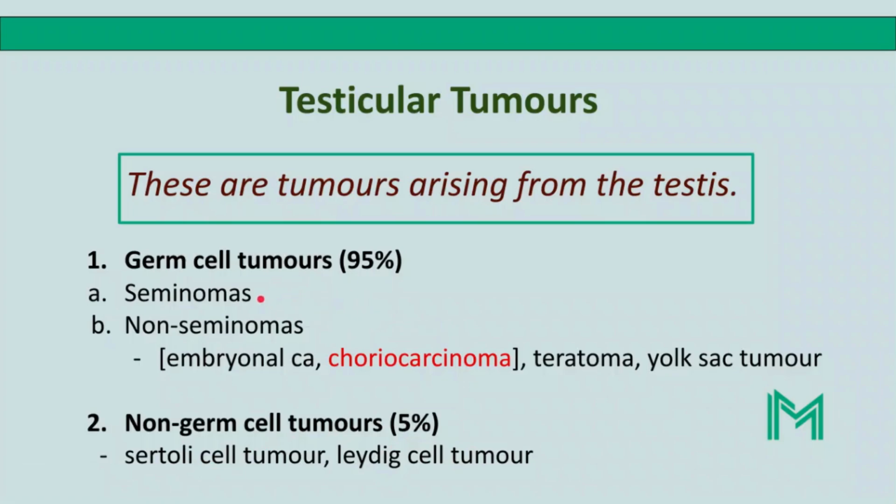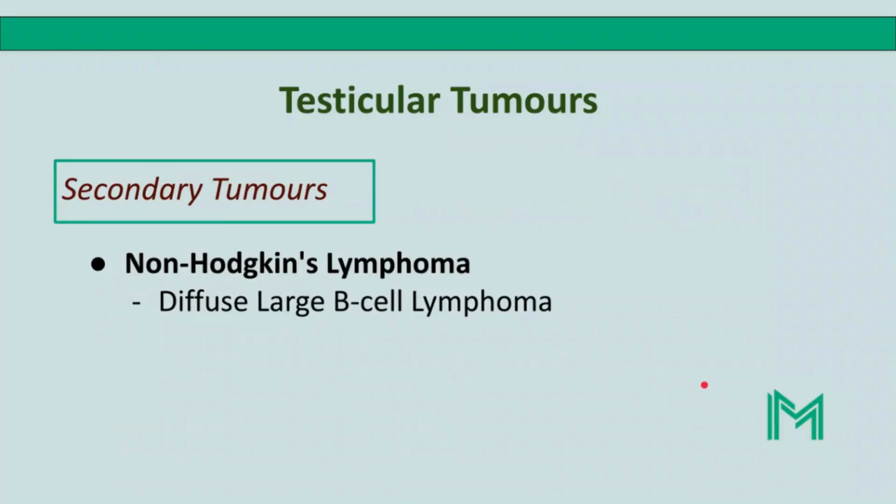All you have to remember is that seminomas have very good prognosis, and the embryonal carcinoma and choriocarcinoma are very aggressive tumors, with choriocarcinoma being the most aggressive and the one which metastasizes early. Remember that the teratoma and the yolk sac tumors are commonly found in children, the yolk sac tumor being found before prepubertal stages.